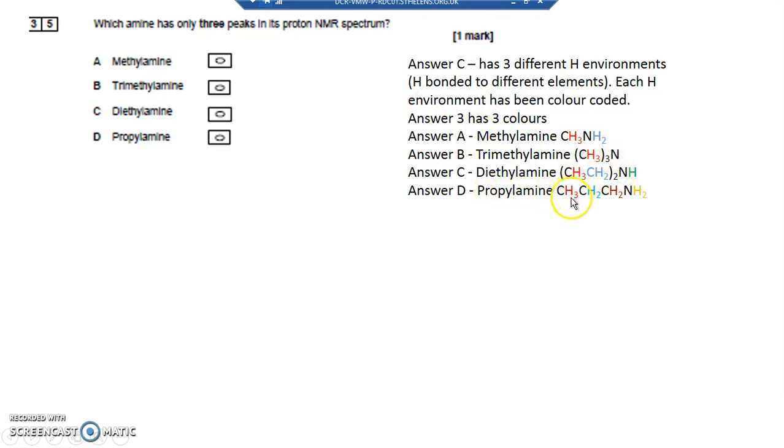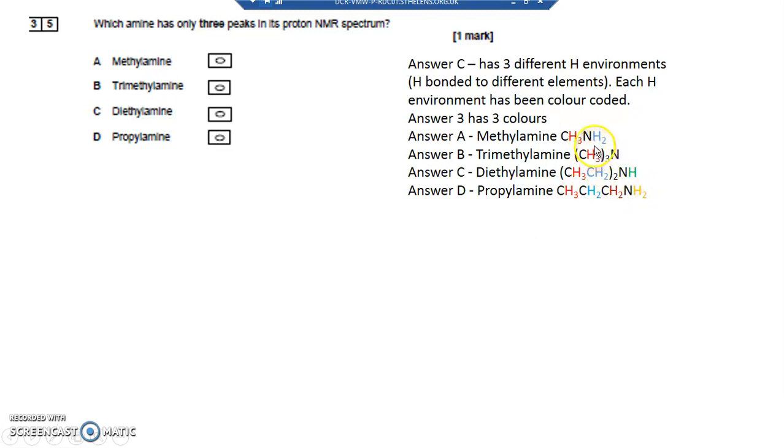Let's just check D, just to be sure. CH3, CH2, CH2, those 2 are different colours, a blue and a sort of brown colour there. I've labelled it because that CH2 is joined to an N, whereas this CH2 is joined to a CH3 and a CH2. So those 2 are different environments. And then you've got the N bonded to the carbon at the end of the chain, NH2. So I've got 4 different peaks there.